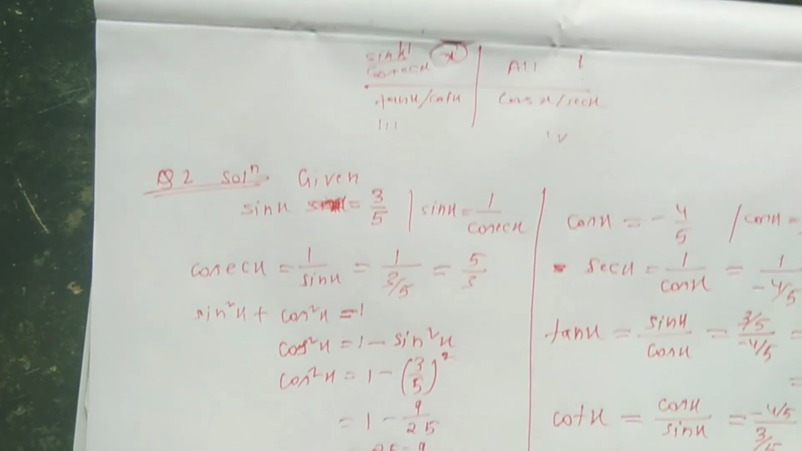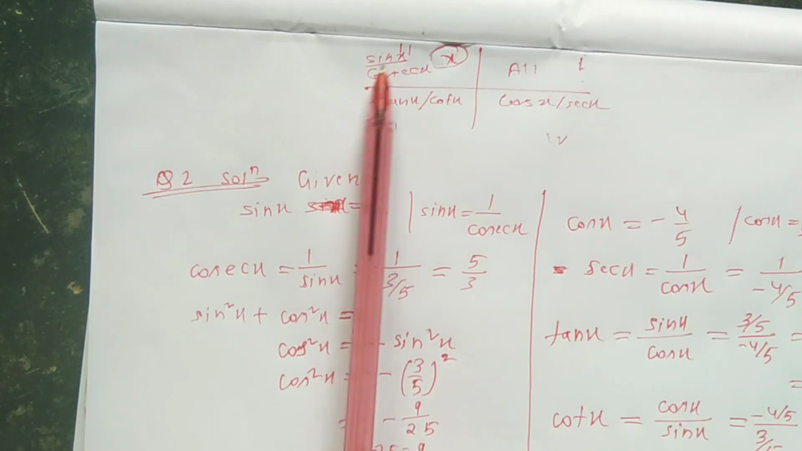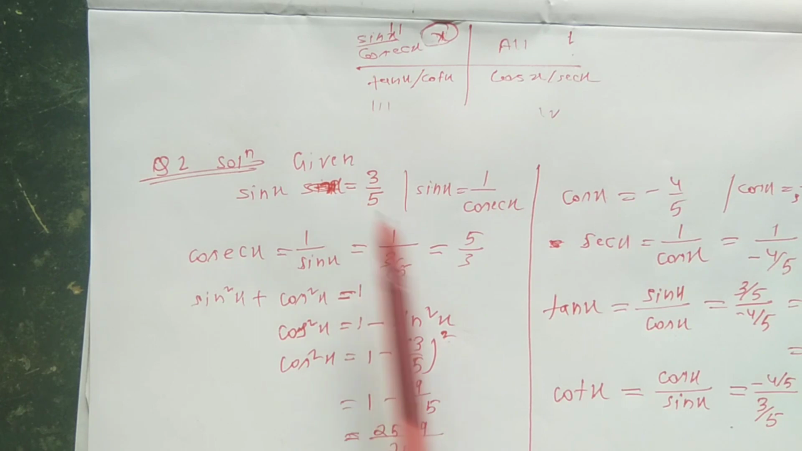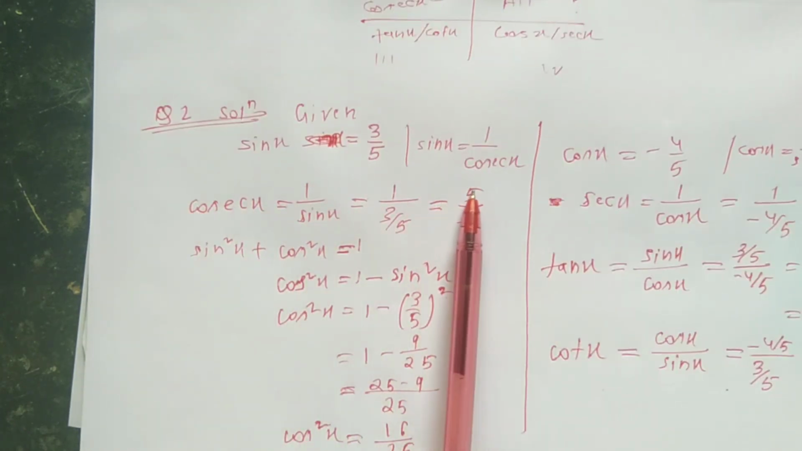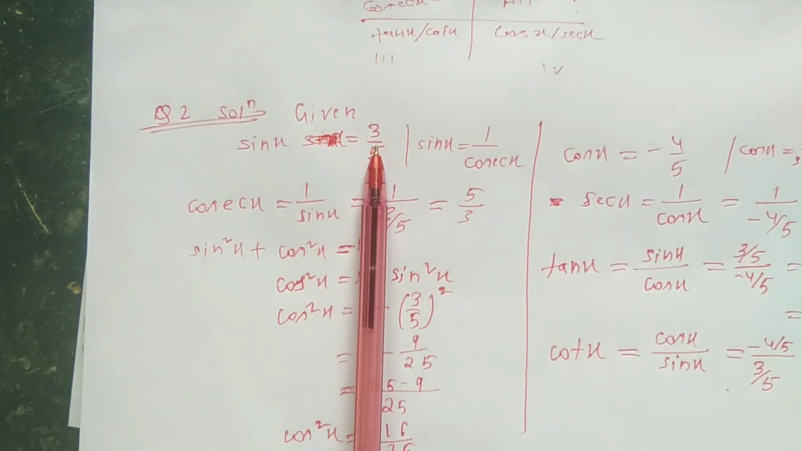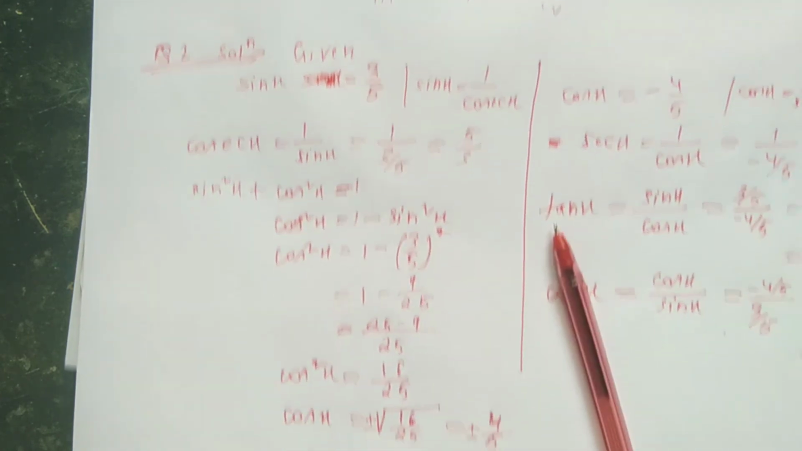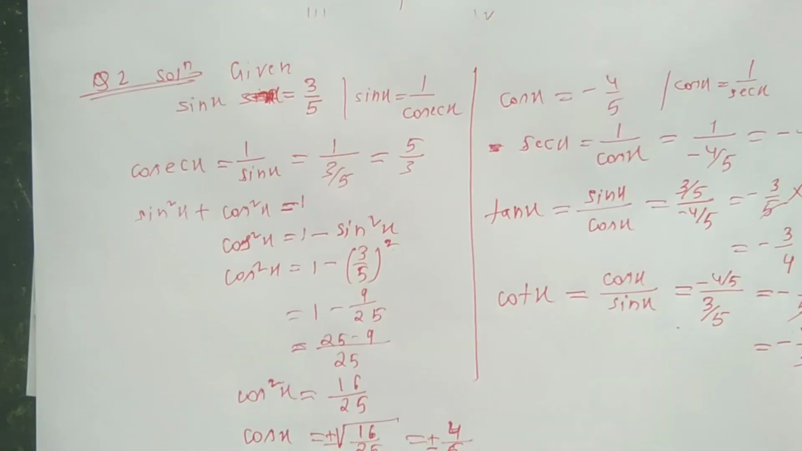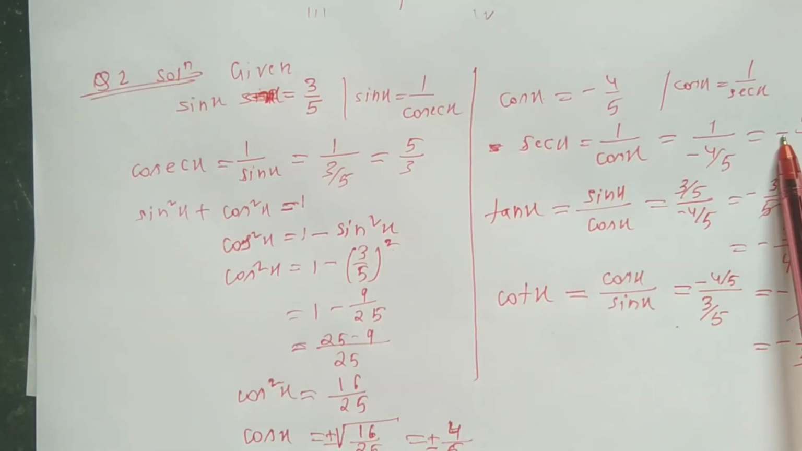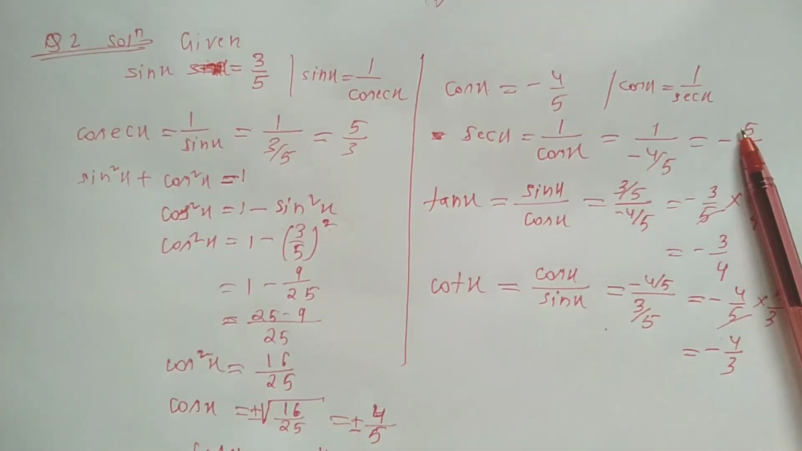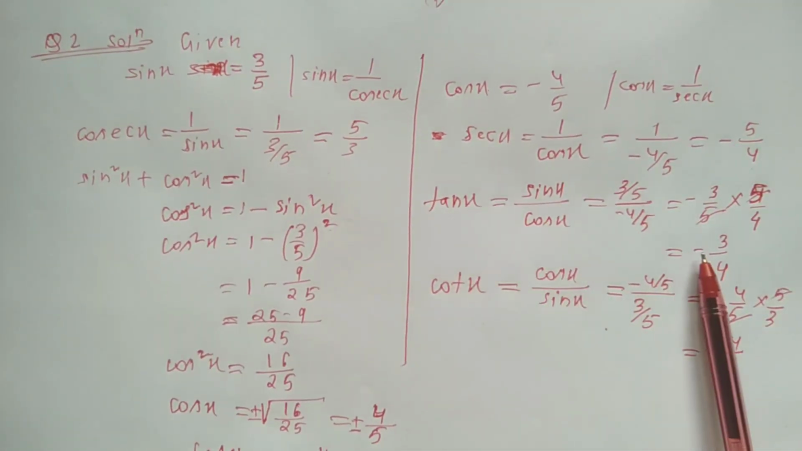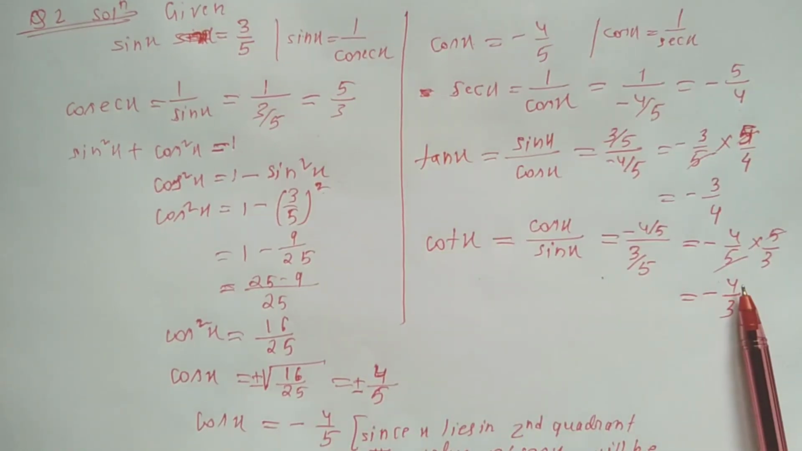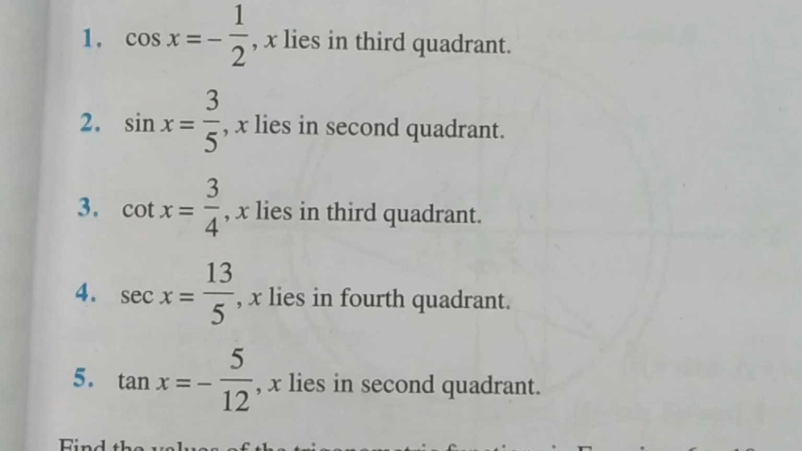Now check here. Here only the values of sin x and cosec x are positive. Look at here. Sin x equal to 3 by 5. Again cosec x equal to plus 5 by 3. But the rest of the trigonometric functions are negative. Look at here. Cos x equal to minus 4 by 5. Here also sec x is negative, that is minus 5 by 4. Tan x is also negative, minus 3 by 4. Cot x is also negative, minus 4 by 3.